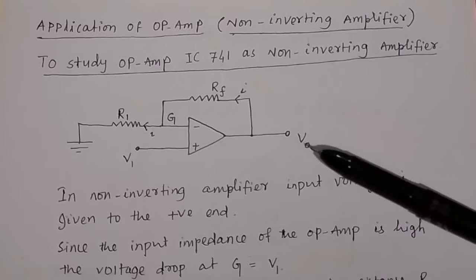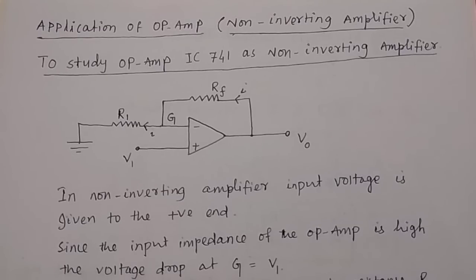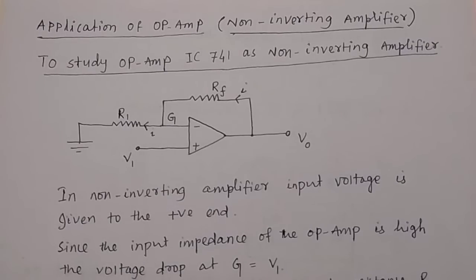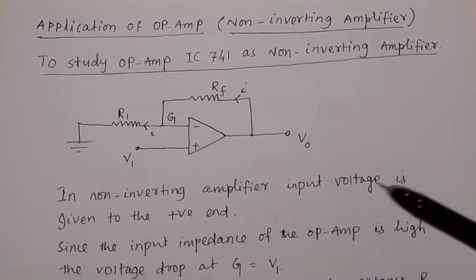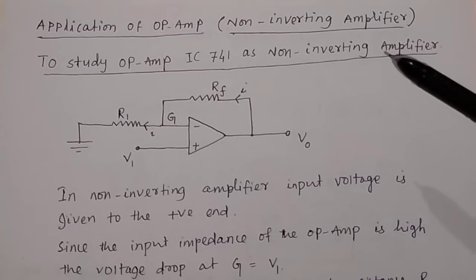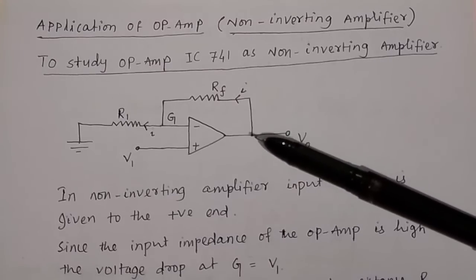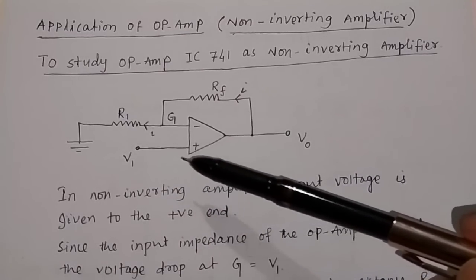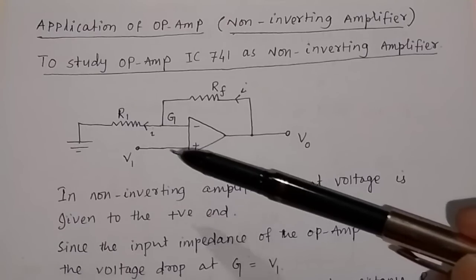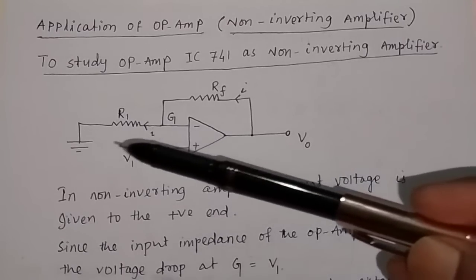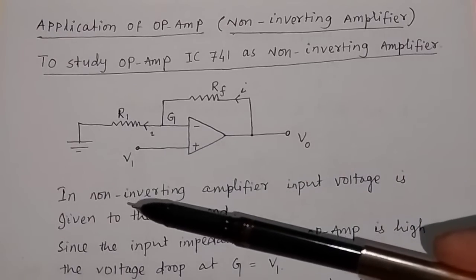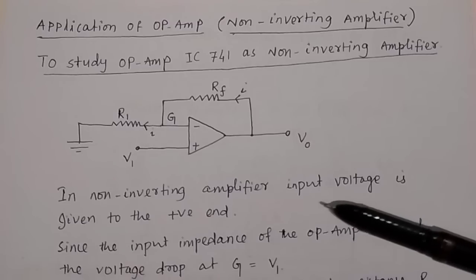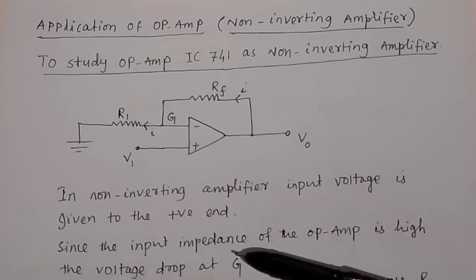There will be a 180 degree phase shift in an inverting amplifier, but 0 degree phase shift in a non-inverting amplifier. So this is a non-inverting amplifier. The input voltage is given to the positive terminal and the negative terminal is earth connected. So in a non-inverting amplifier, the input voltage is given to the positive end.